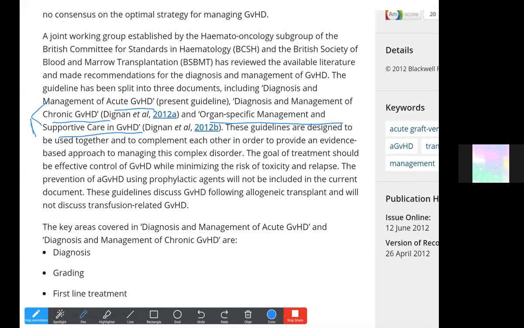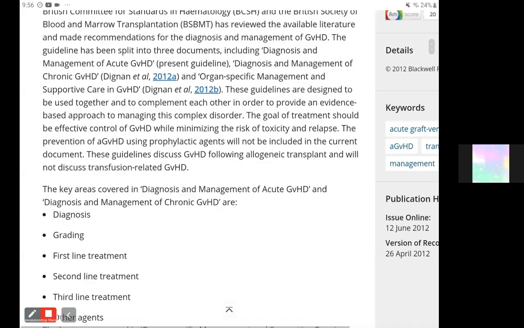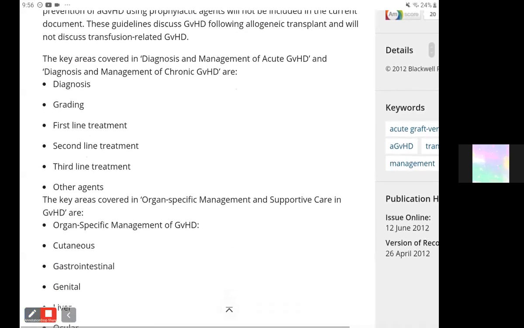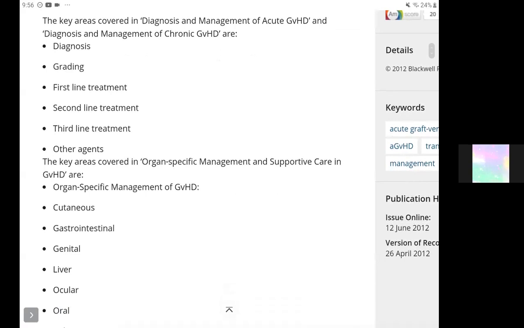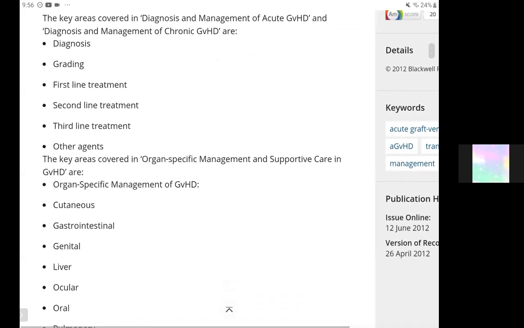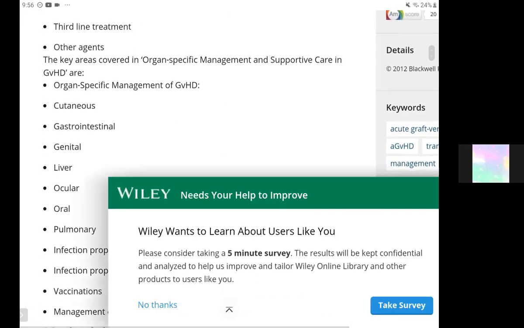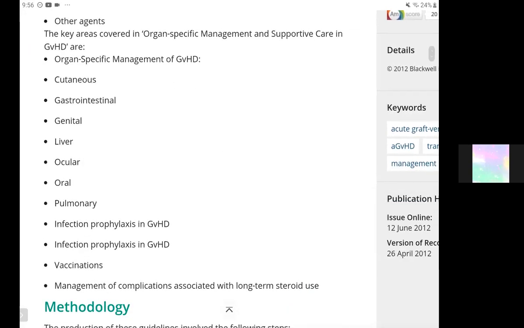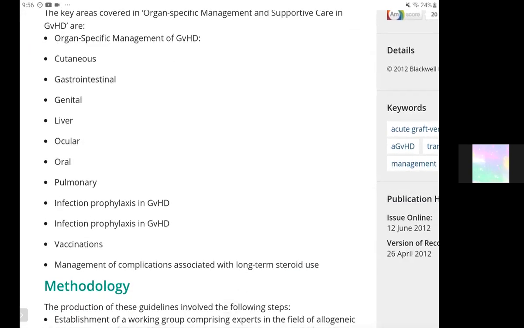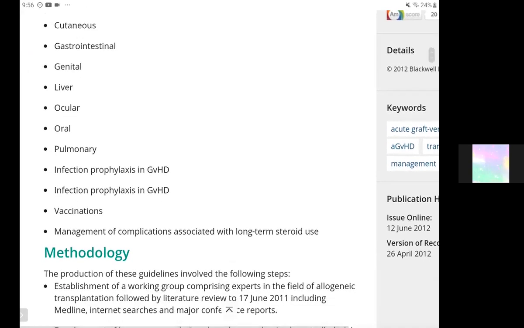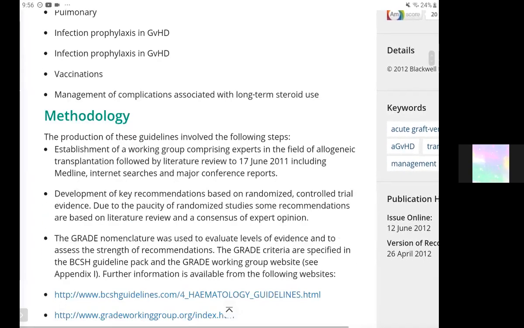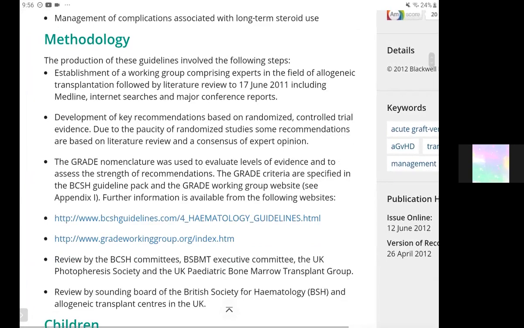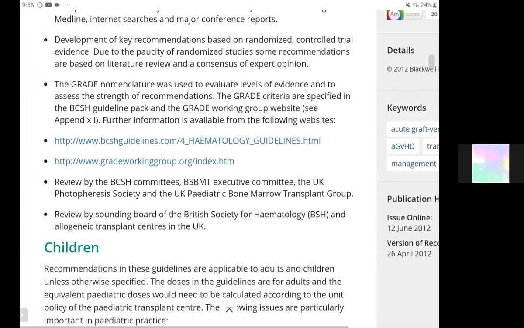Now, the areas that have been covered in diagnosis and management of acute graft-versus-host disease are, first of all, the diagnosis, how to diagnose them, then grading, and then the first, second, and third line treatment agents. In the organ specific management, they will go into the different organs involved, and then also the infection profile. Now, the methodology, I think this is just part of grading that they have done.